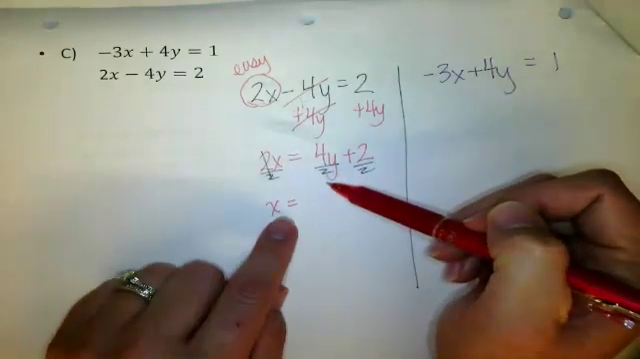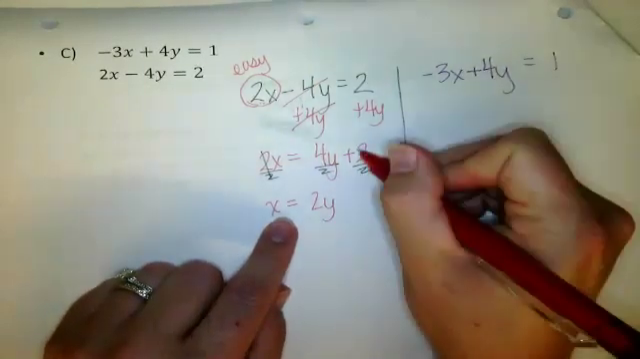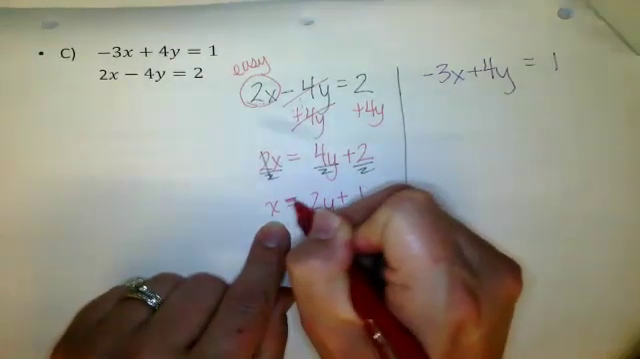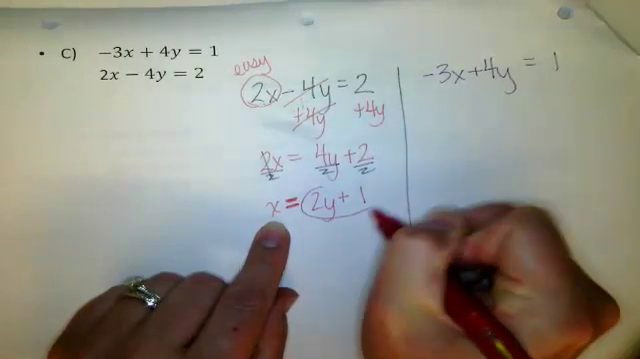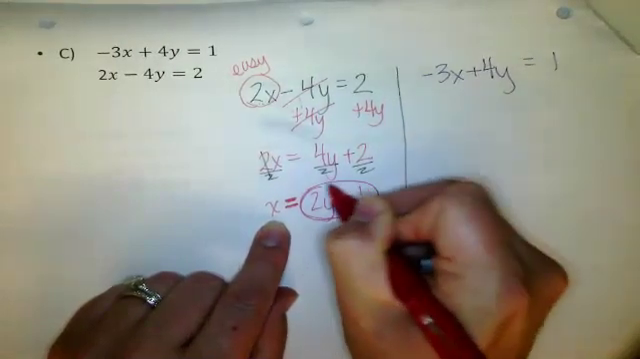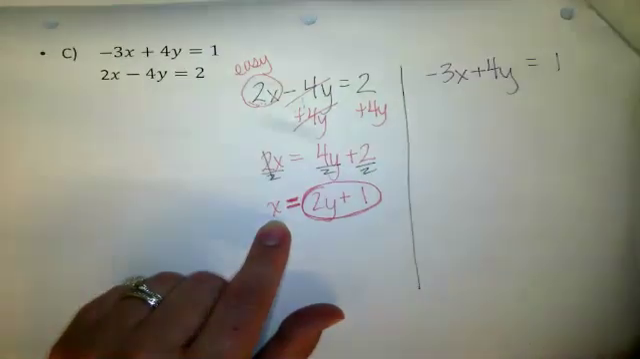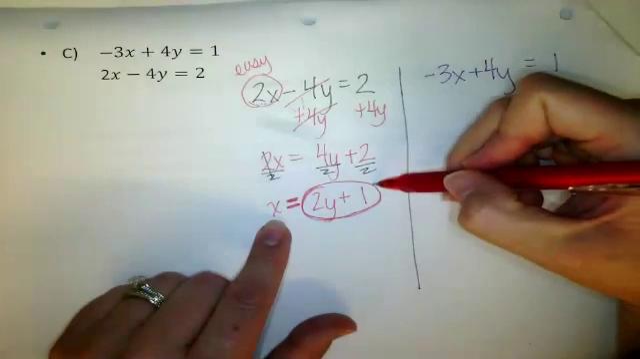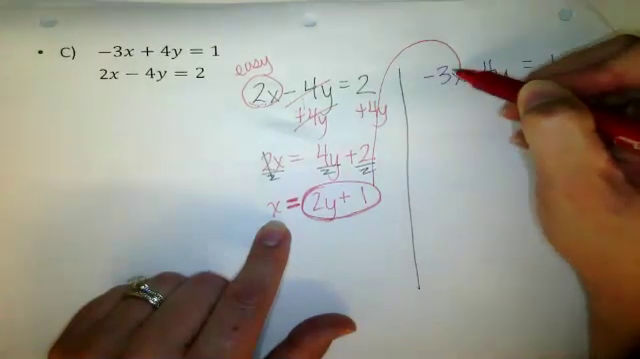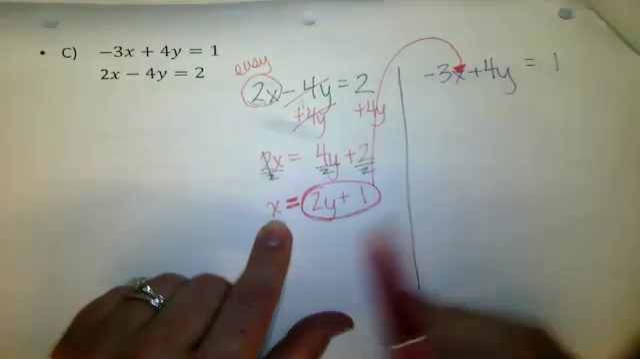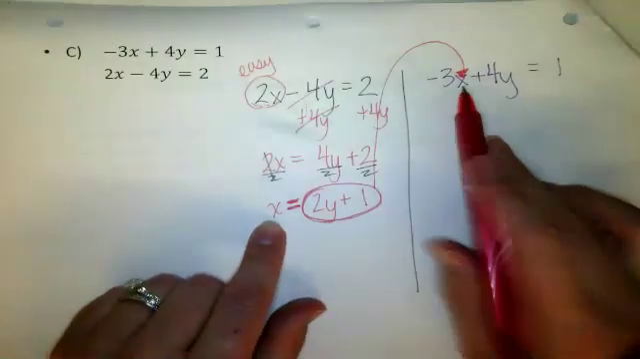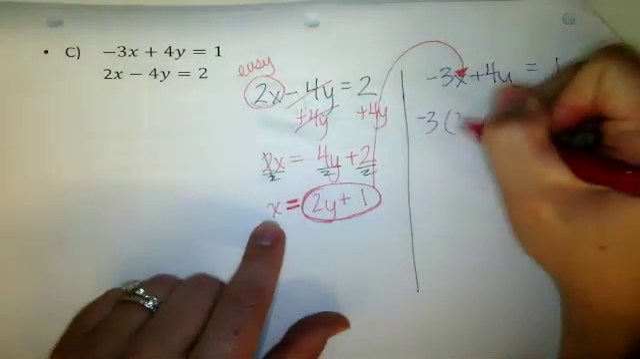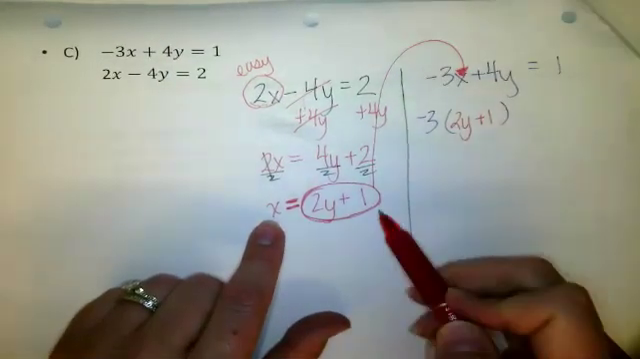4y divided by 2 is 2y. 2 divided by 2 is 1. So this says x is exactly the same as 2y plus 1. What am I going to do with this 2y plus 1? Plug it in on the other side in place of what? Drop it in place of x because it's the same as x. So we're going to put it in place of x. So we have a negative 3. And what's going in place of x? 2y plus 1.